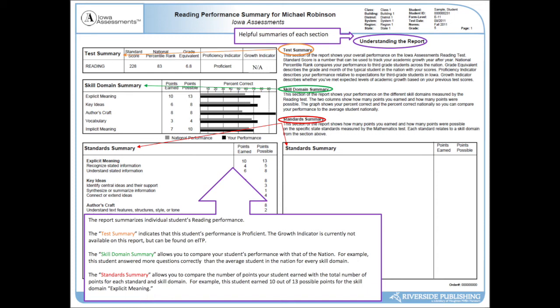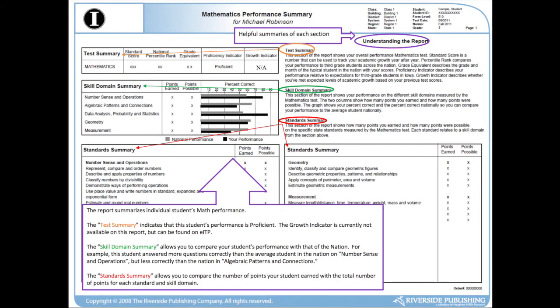Finally, the standard summary allows you to compare the number of points your students earned with the total number of points for each standard and skill domain. For example, this student earned 10 out of 13 points for a skill domain, explicit meaning.